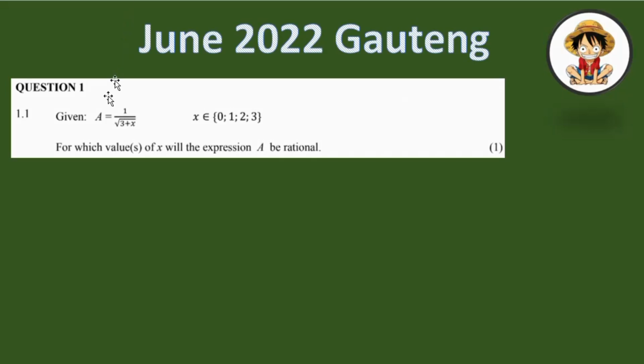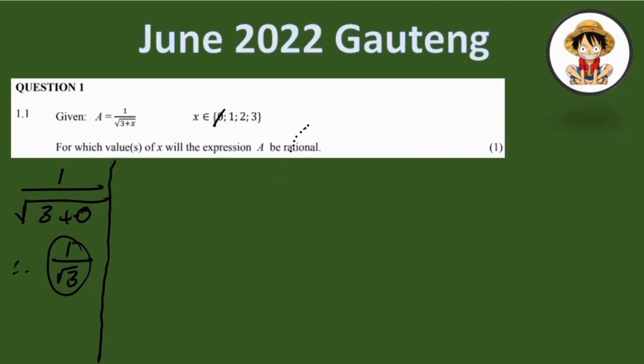So we test all the values. By now, I'm sure you know this, right? So I'm going to say my fraction is 1 all over the root of 3 plus, instead of x, I'm going to put 0 here. So I'm going to end up with 1 all over root 3. Now, this is irrational, which is not what we want. So it means 0 doesn't work. I substitute something else to get a rational value.